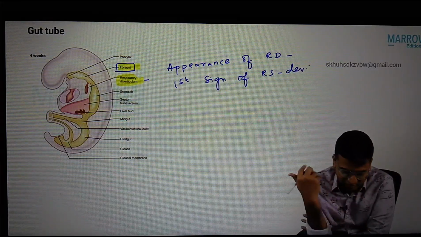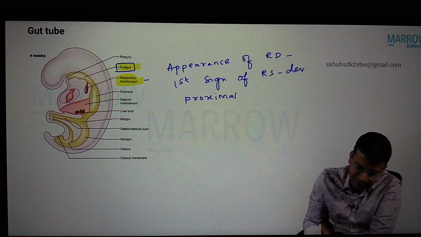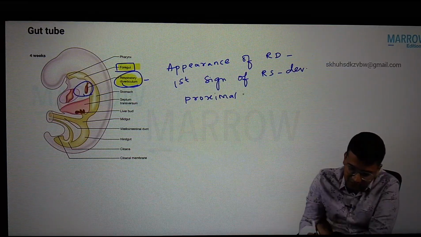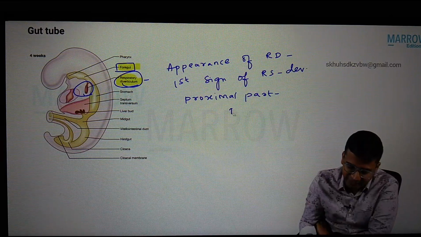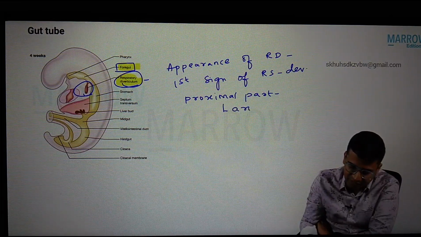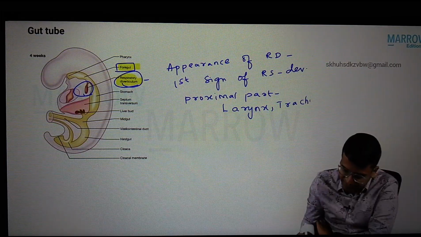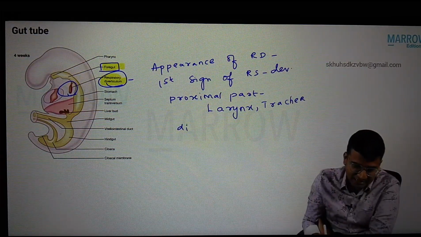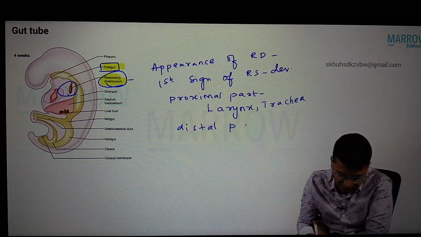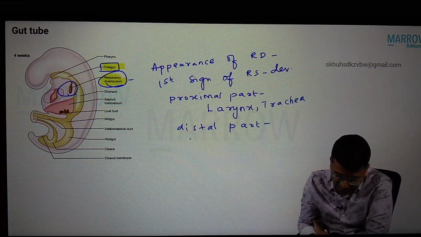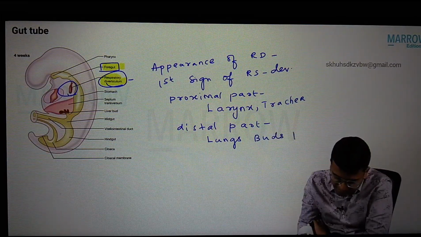Now the proximal part of the respiratory diverticulum, can you see here, forms the larynx and trachea. And the distal part of the respiratory diverticulum forms the lung buds and the bronchial buds.